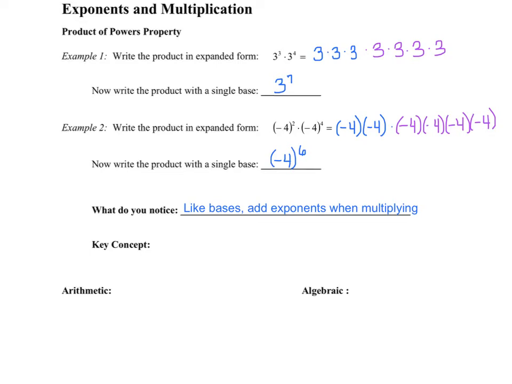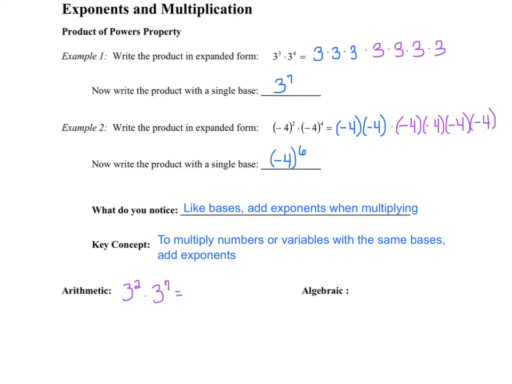So our key concept is to multiply numbers or variables with the same bases, we add the exponents. So our arithmetic, if we have 3 to the second power times 3 to the 7th power, you're going to add your exponents. So you're going to say 2 plus 7, and that's going to give you 3 to the 9th power.